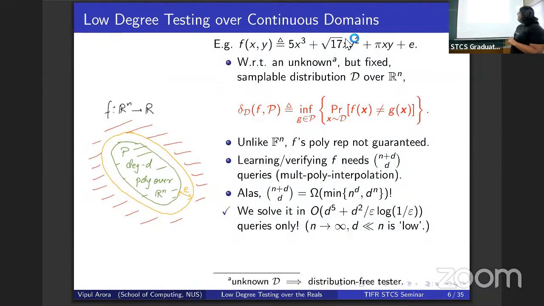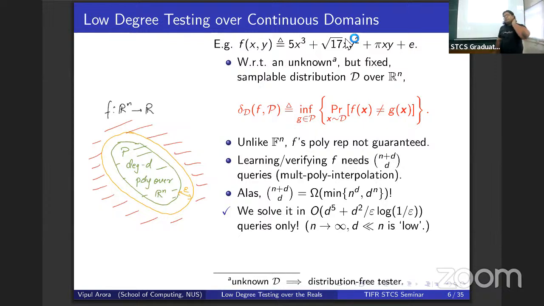So we overcome all these hurdles and we solve this problem in order d to the 5 plus d square by epsilon, log 1 by epsilon queries. So notice that in the query complexity, n does not appear. So n can be taken as going to infinity, and the degree being much smaller than n is a low parameter over here. Therefore, low degree testing.